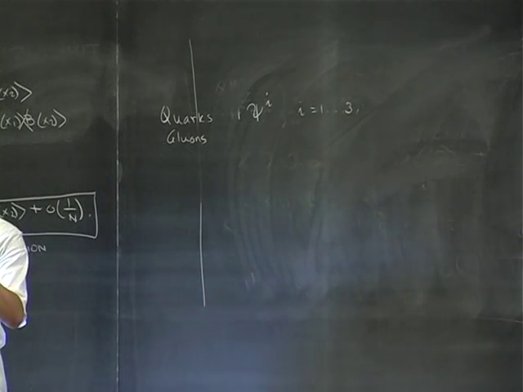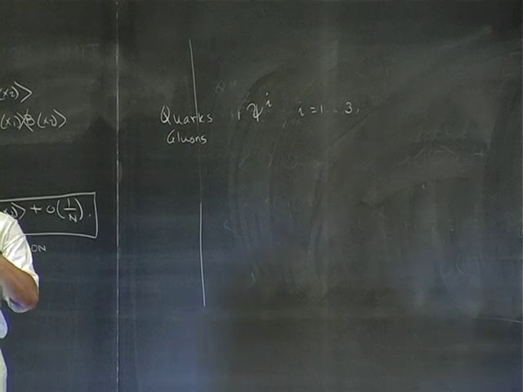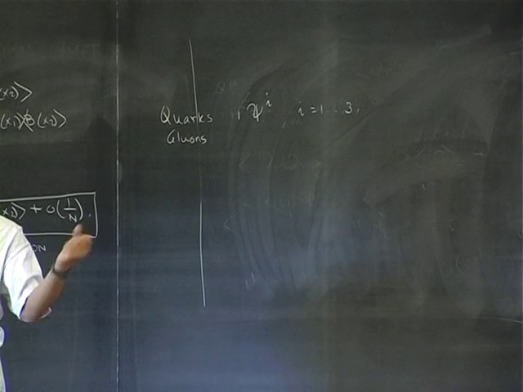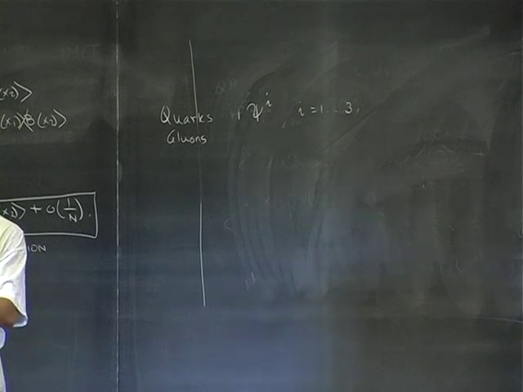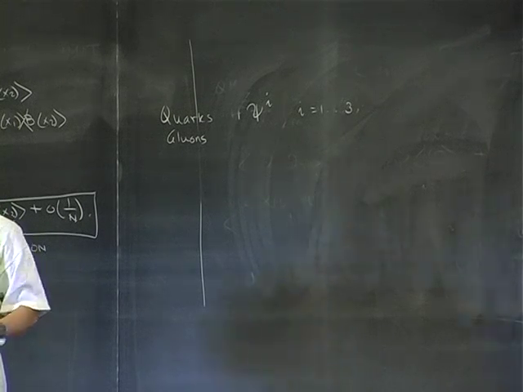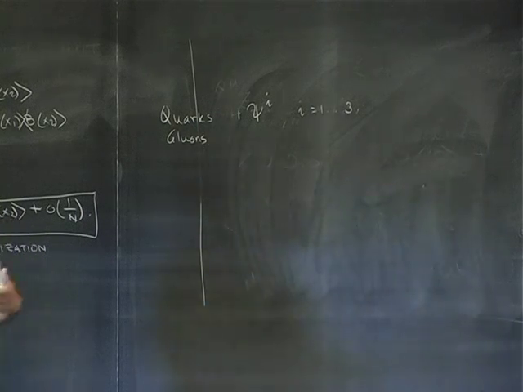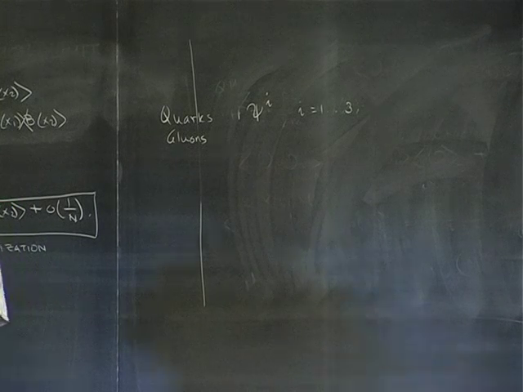The point is that in nature, we don't see free quarks. I mean, you can't isolate a quark. You cannot take a quark out of a proton or a neutron, which is a bound state of 3 quarks. And then there are the things called mesons, which are bound states of quarks and antiquarks.